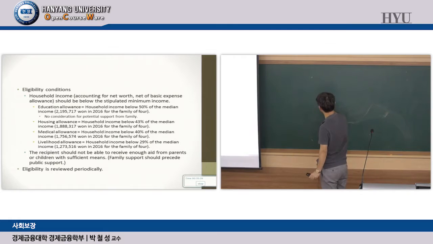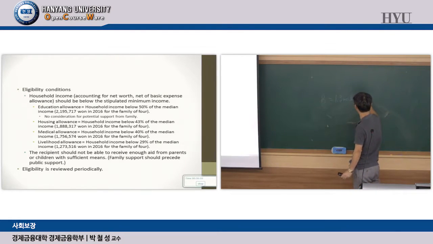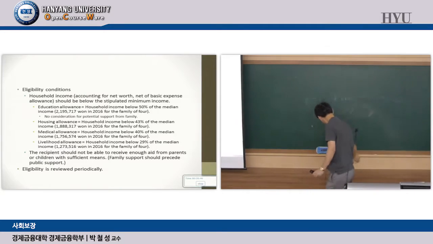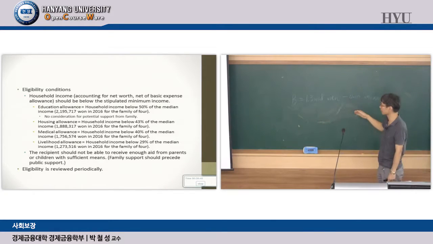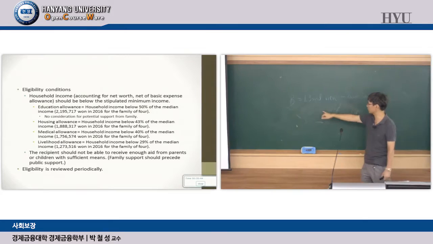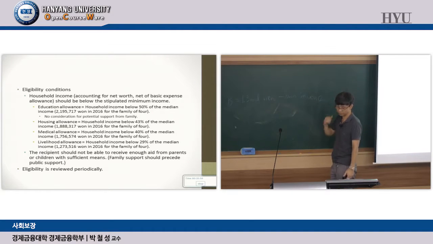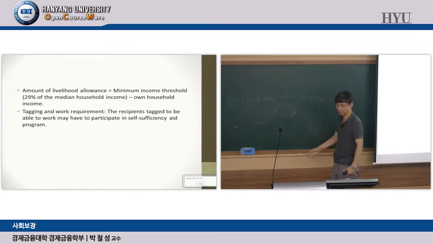The benefit amount, let's say in this case 1.3 million won, minus own income. Very simple rule. Actually, this is basically the same as the old rule. The old rule was minimum cost of living minus own income. They just changed it to the income threshold. This one has interesting consequences. Let me show it later.